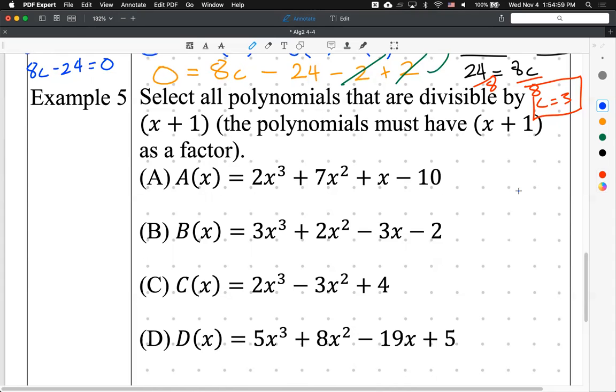Gunnar? 0. The answer is 0. The remainder must be 0. No remainder means I am a factor. We're trying to plug in a certain number and get out a 0. If we get out a 0, it is a factor. All right, so who can help me with A? By the way, I should write down what I just said. Remainder of 0 means x plus 1 is a factor.